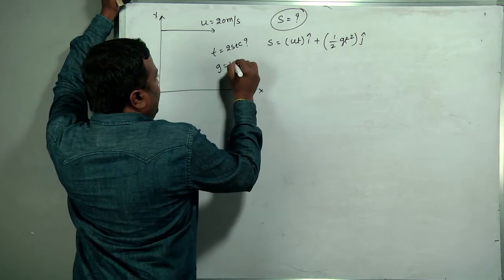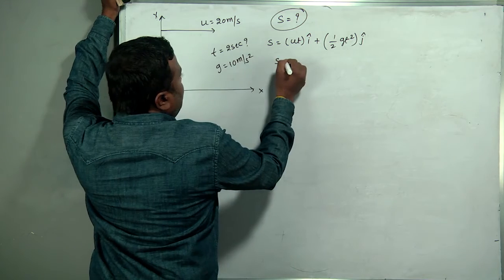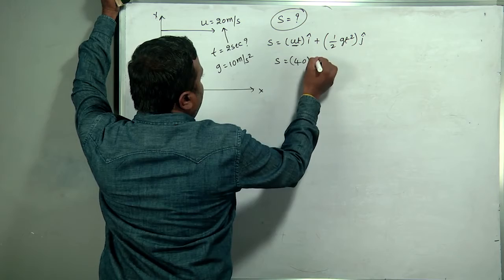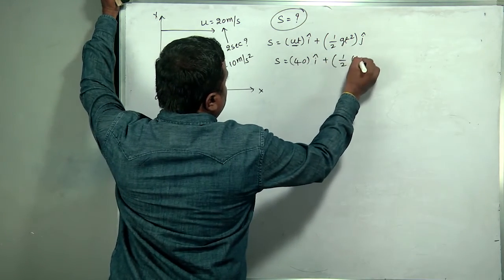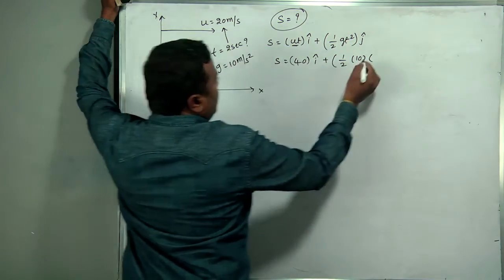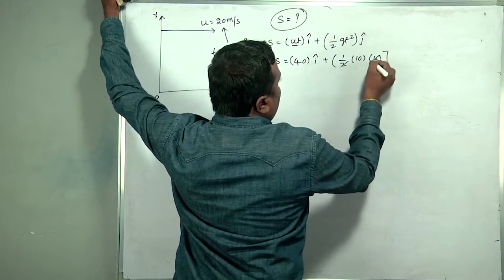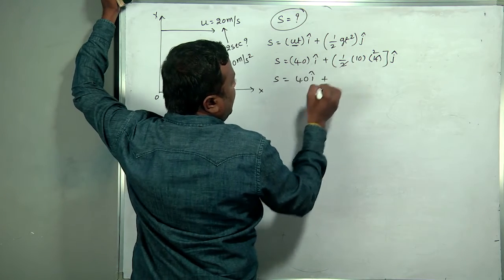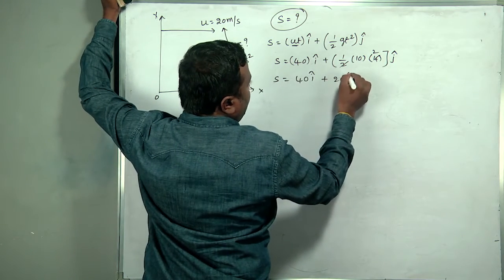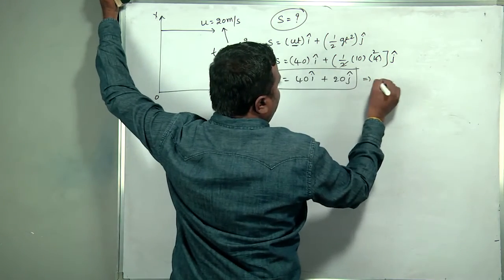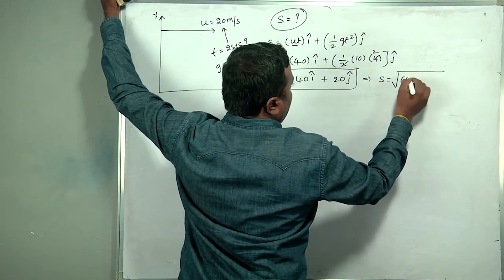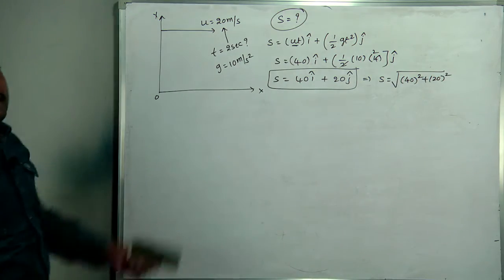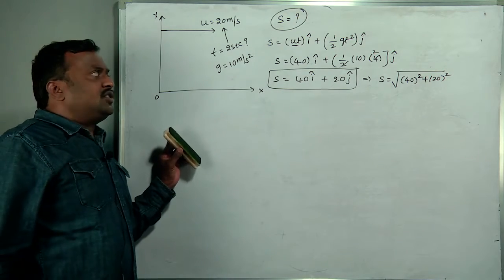Take g is equal to 10 meter per second square, then s equal to ut, u into t, 20 into 2, 40 i cap plus half g means 10 into t square, 2 square is nothing but 4, 2 ones are 2, 2 twos are 4, j cap. Finally, what we get? 40 i cap plus 20 j cap in vector form. In magnitude form, if you want to find, square root of 40 square plus 20 square. Solving that, we get the answer. So, this is the situation.